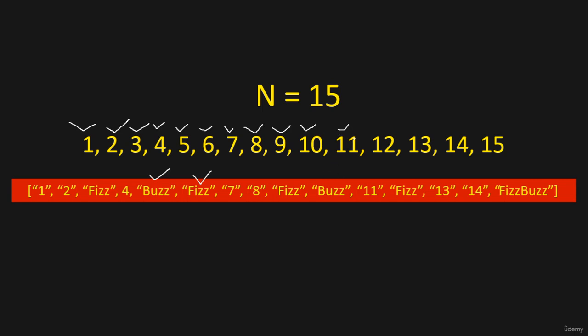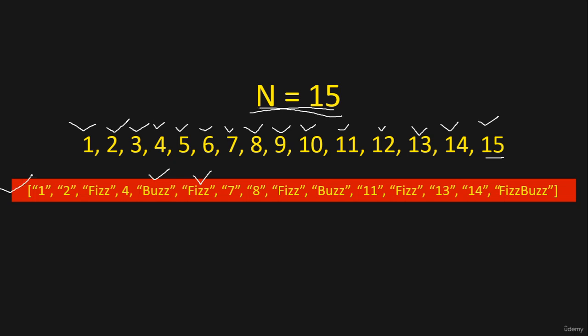Then 11 is not a multiple of 3 or 5, so we print 11. Then 12 is a multiple of 3, so we print fizz. Then 13 and 14 are not multiples of 3 or 5, so we print the number. And 15 is a multiple of 3 and 5, so we print FizzBuzz. If our current number is a multiple of 3, then we have to print fizz. If the current number is a multiple of 5, then we have to print buzz. And if the current number is a multiple of 3 and 5, then we have to print FizzBuzz. So for this given input n equals 15, we have to return this list.